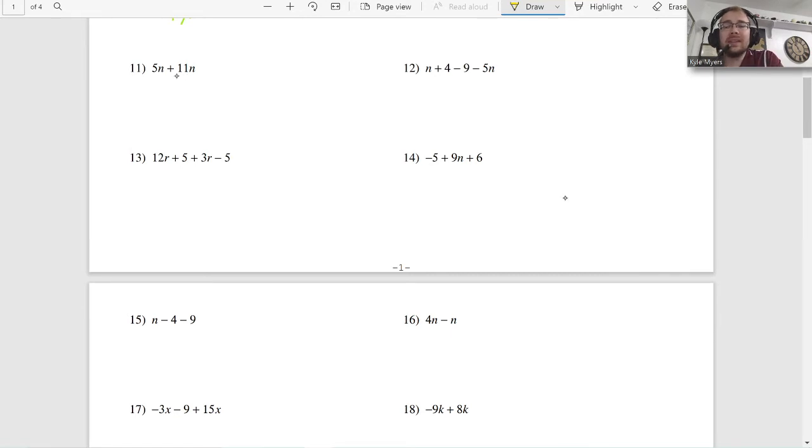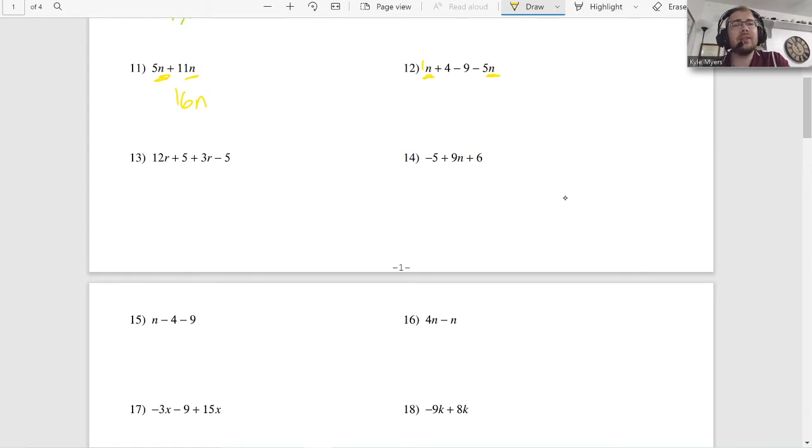So 5n plus 11n, they both have n. Not different powers of n. 5 plus 11 is 16. And n. Boom. This one's got a few things on it. Here's an n. 4 and 9 don't have n on them, so we cannot add those to n. They're not like terms. But this one has an n. They both have n, and the n's are not to different powers, so I can add the numbers. That's 1. Remember, if there's no number, it's a 1.